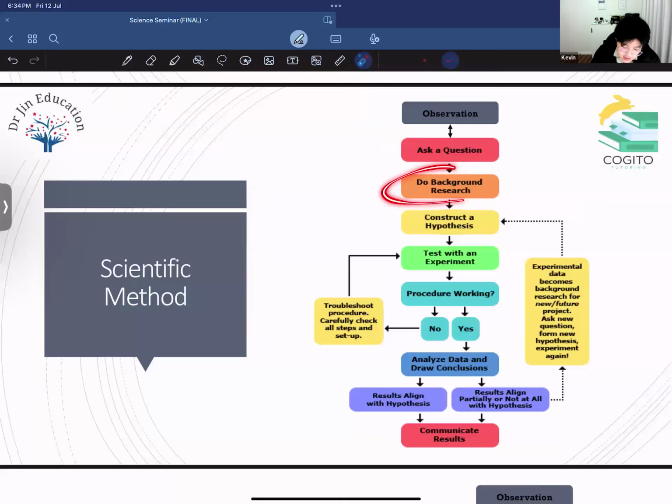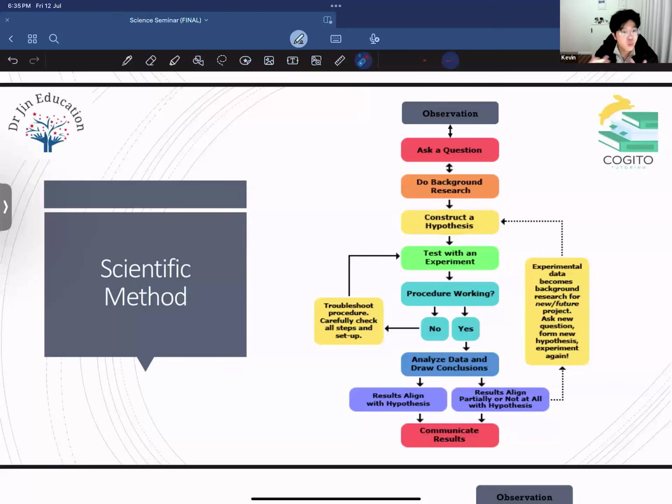Oftentimes you will have to do some background research, because if I'm asking about the sun and the direction it rises, I may need to know a little bit more about that before I can actually design an experiment and try to answer why that happens. So after that you do background research. After you do your background research, you can construct a hypothesis. Like I said, that's an educated guess.